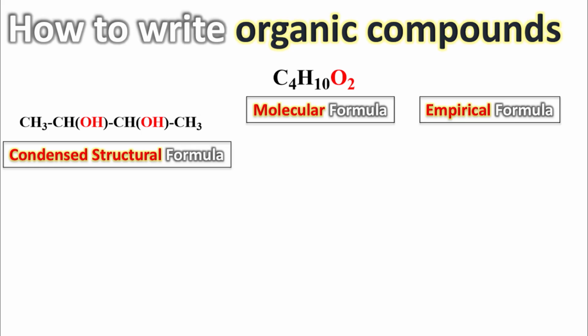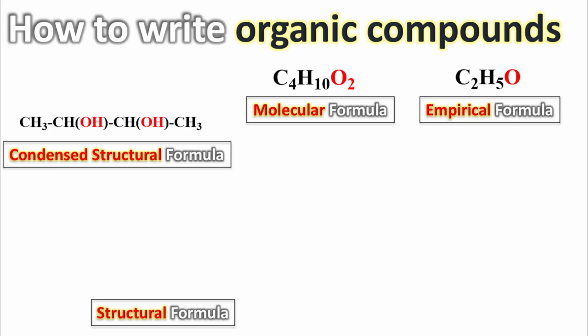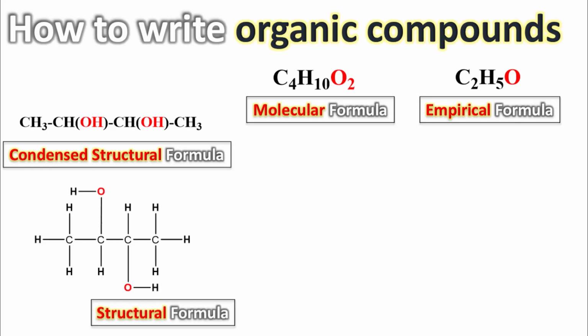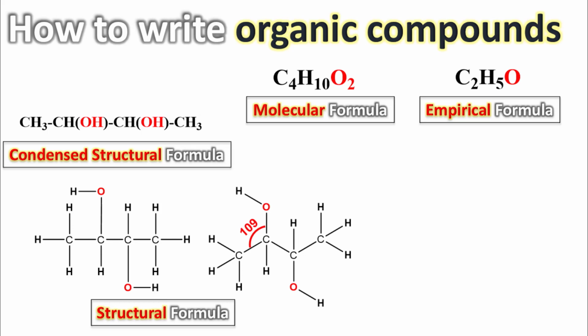So, the empirical formula of this compound is C2H5O. To draw the structural formula, we appear all C-H bonds and represent each carbon angle by 90 degrees. Also, we can draw another structural formula by changing the bond angle from 90 degrees to 109 degrees, where all carbon and oxygen atoms have sp3 hybridization.